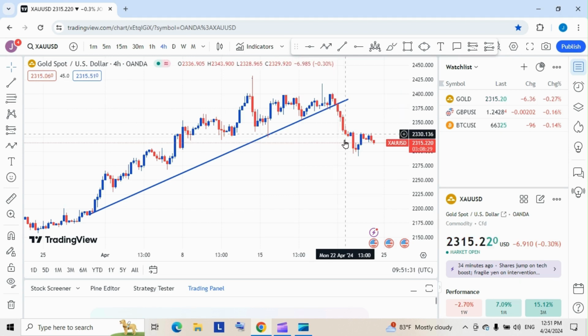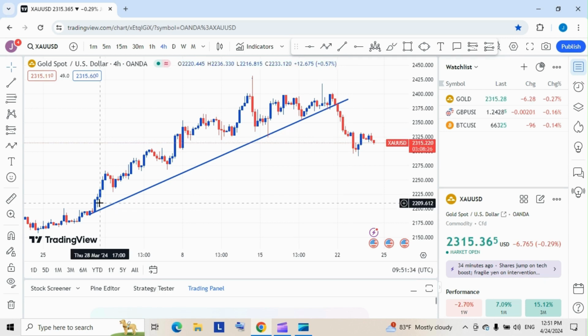You see higher highs. Let me just use this so you guys can understand. You see, the buyers came here and pushed the price up. Sellers came in and pushed the market down a little.